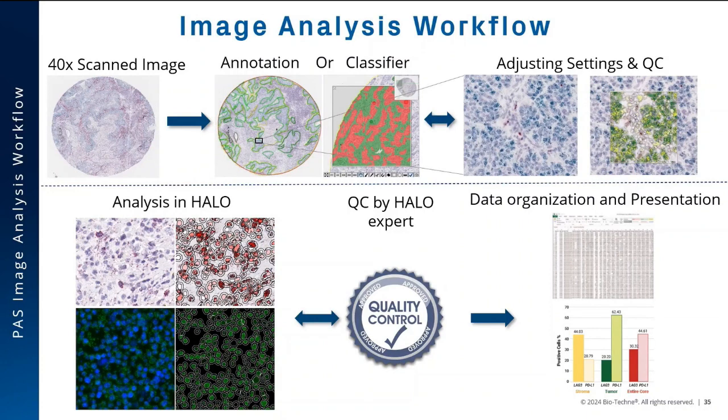After the data is generated, it goes through a second round of QC by HALO expert, this time of the analyzed samples and the data, and before it is finalized. This is done by someone who is not involved in the analysis to reduce bias. The data is then delivered as a spreadsheet along with the graphs to ease interpretation.